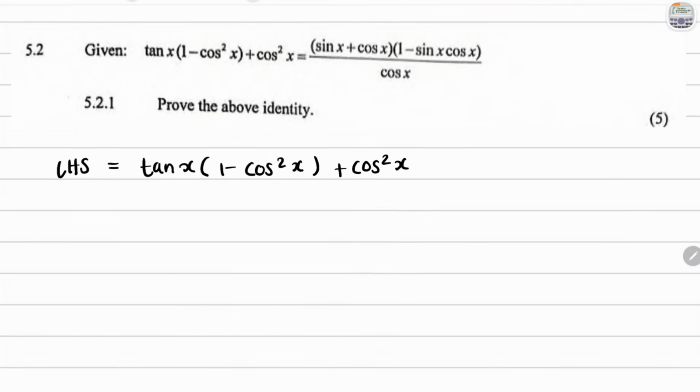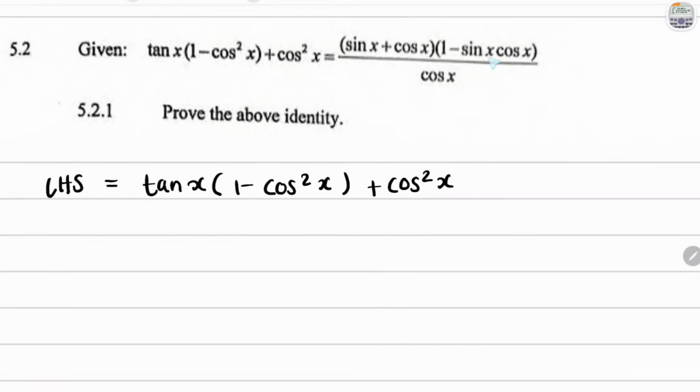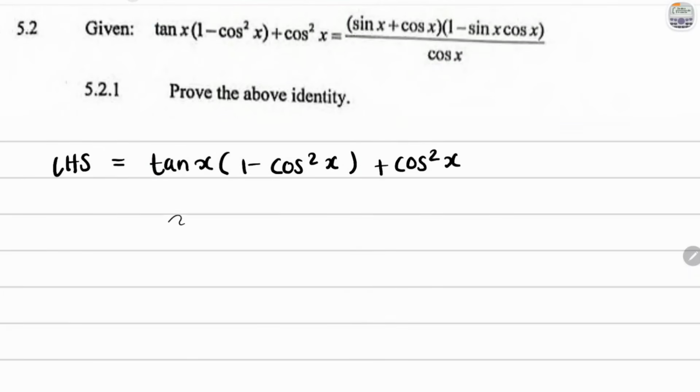Now that we have this, we're trying to get the left-hand side to look like the right-hand side. The first thing I see is that the right-hand side has a denominator of cos x. They probably got that because of this tan x. So let's go ahead and expand the tan x. That is going to be, tan x is sine x over cos x.